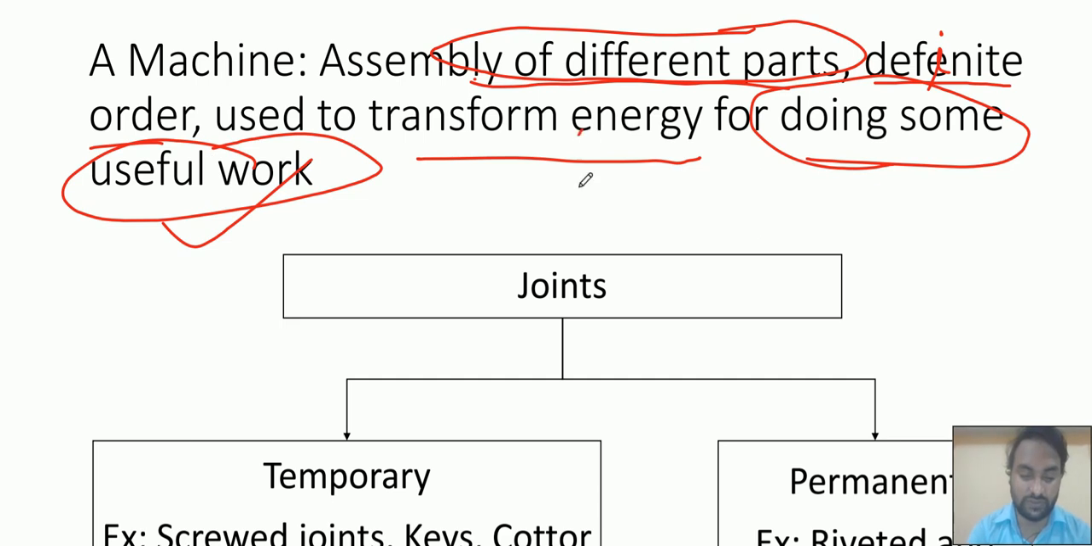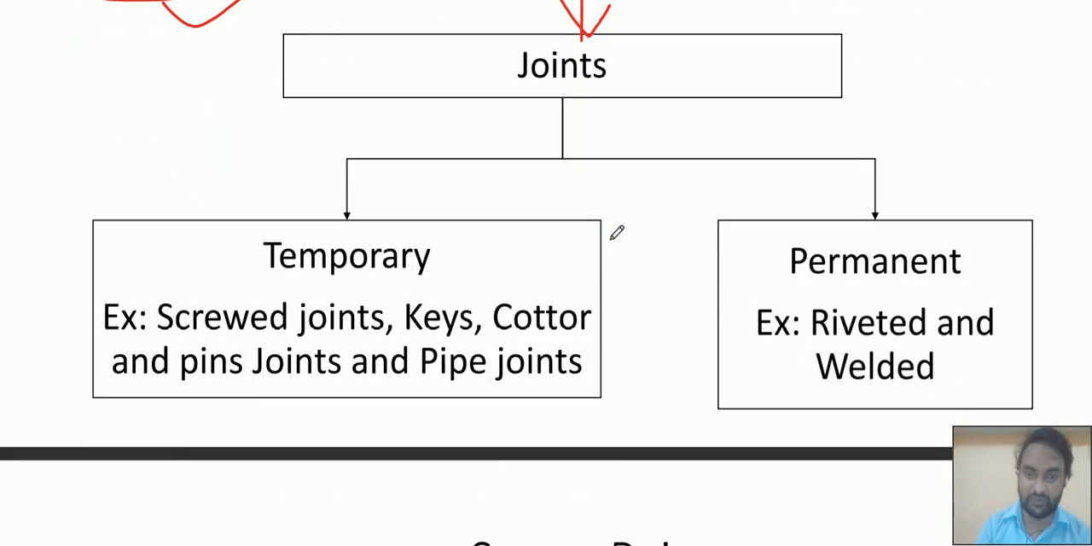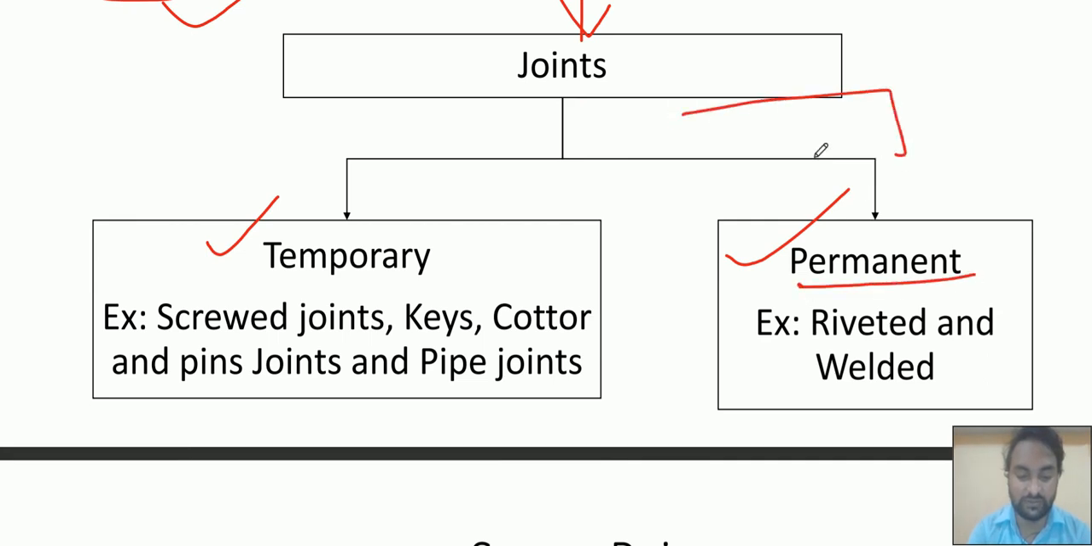So to join or hold two parts together, we have two ways. The first one is temporary joints, and the second one is permanent joints. Permanent joint means when we are going to join two parts, say part A and part B, we need to bring them together, and then we will join them by some means.